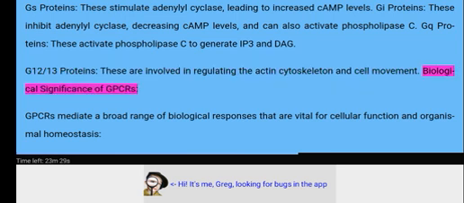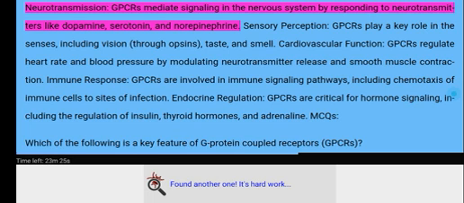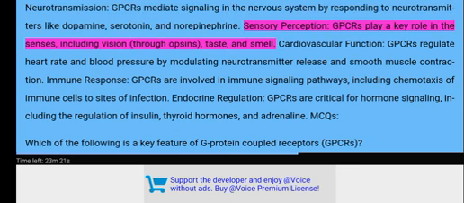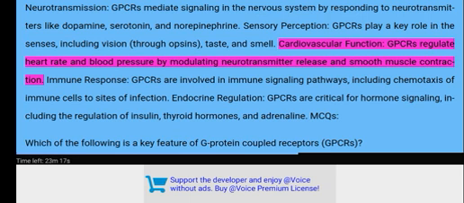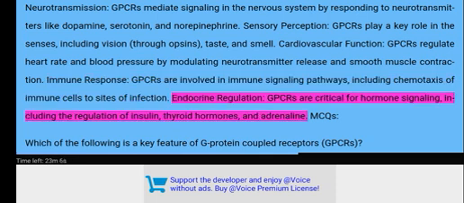Biological significance of GPCRs. GPCRs mediate a broad range of biological responses that are vital for cellular function and organismal homeostasis. Neurotransmission: GPCRs mediate signaling in the nervous system by responding to neurotransmitters like dopamine, serotonin, and norepinephrine. Sensory perception: GPCRs play a key role in the senses, including vision through opsins, taste, and smell. Cardiovascular function: GPCRs regulate heart rate and blood pressure by modulating neurotransmitter release and smooth muscle contraction. Immune response: GPCRs are involved in immune signaling pathways, including chemotaxis of immune cells to sites of infection. Endocrine regulation: GPCRs are critical for hormone signaling, including the regulation of insulin, thyroid hormones, and adrenaline.